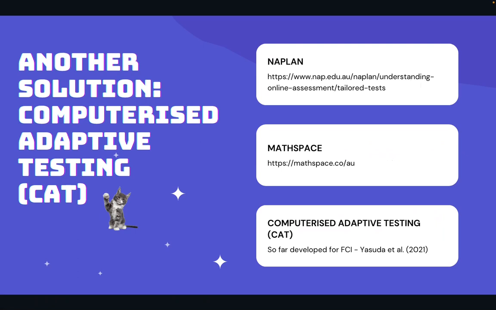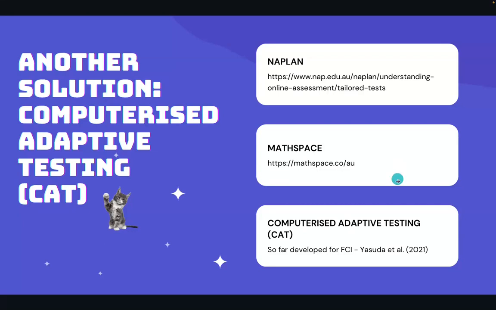Another solution is computerized adaptive testing, CAT. NatPlan has some information on this and does use some kind of CAT method. MathSpace, which as a maths and physics teacher in high school in the past I have used, claims to use some kind of adaptive testing.